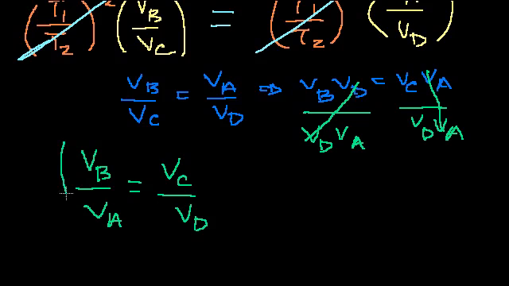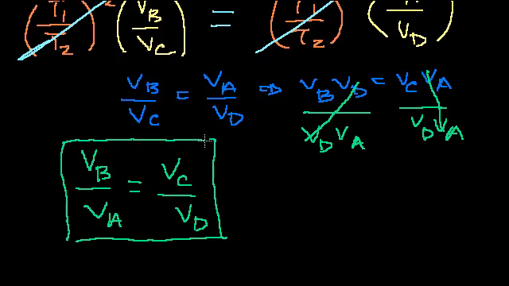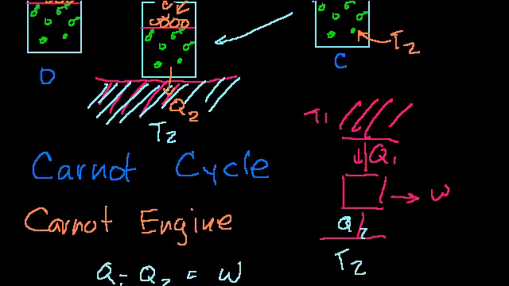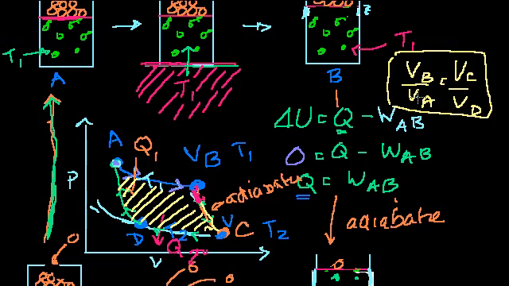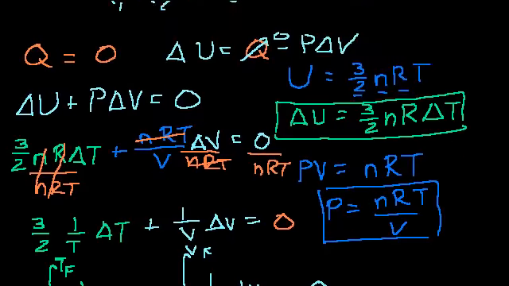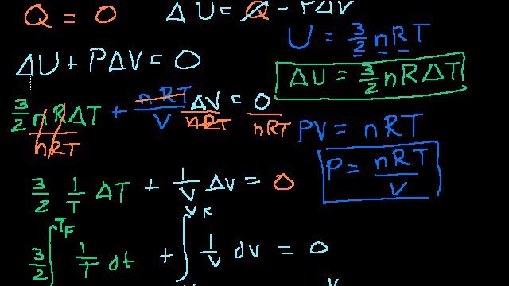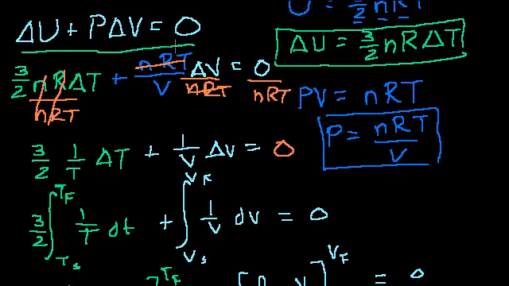All that work for a nice and simple result, but that's better than doing a lot of work for a hairy and monstrous result. So that's what we set out to prove, that VB over VA is equal to VC over VD. And we got it all from the notion that we're dealing with an adiabatic process, that our change in heat is 0, and we just went to our formula, or our definition of our change in internal energy, the first law of thermodynamics, that if we have any change in internal energy, it must be equal to the amount of work done by the system, or at least the negative of the work done by the system. When you add them up, you get to 0.